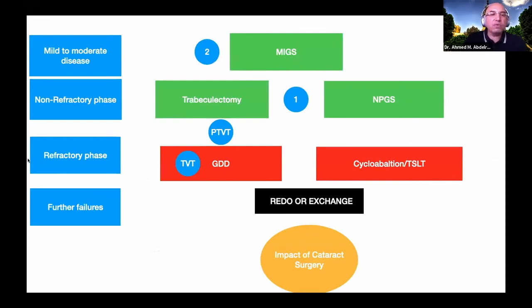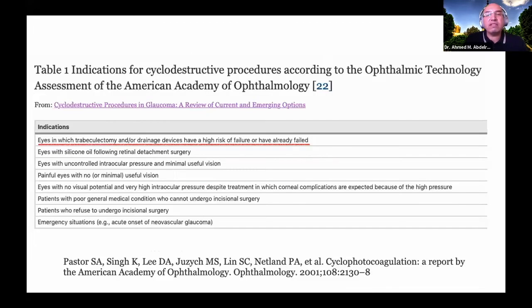Now, when it comes to that refractory phase with glaucoma drainage devices, I have discussed the TVT, and then there was a wish to move forward by comparing to trabeculectomy, but I think trabeculectomy is the winner nowadays, except in the hands of very experienced persons with glaucoma drainage devices. Now, let us move to the rest of the options, cycloablation. They are indicated primarily after failure of trabeculectomy. So again, it is just a refractory phase of the disease.